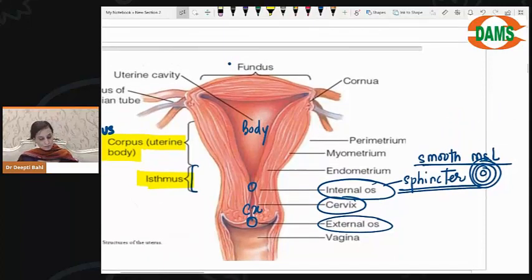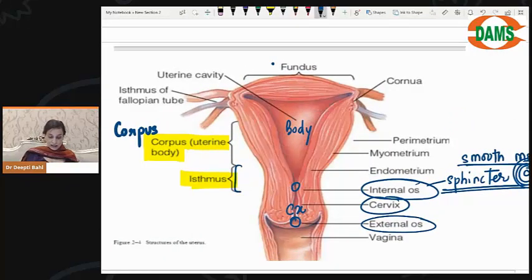Then at the top of the uterus, there is the fundus. At the top of the body, there is going to be the fundus. So the different parts are fundus, body, isthmus, cervix. Those are the parts of the uterus, right?